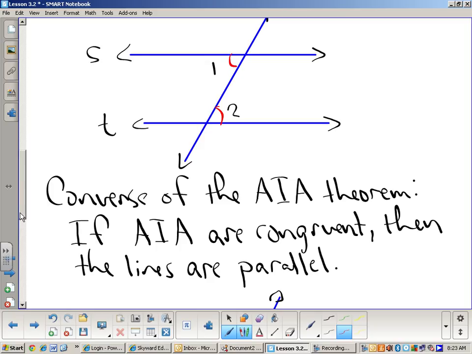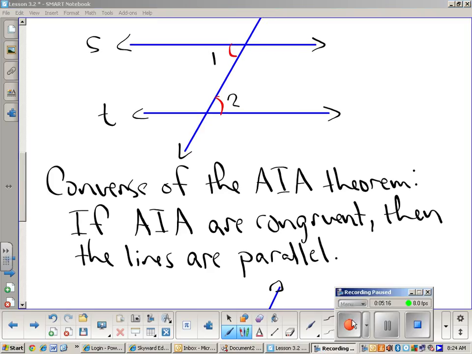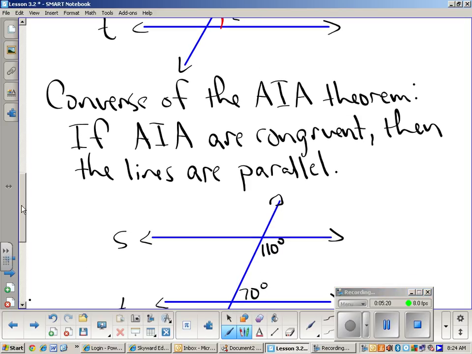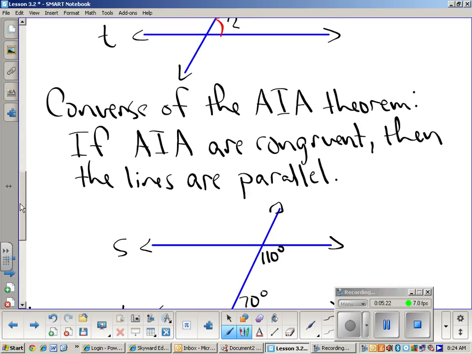Pause here for a moment and go ahead and copy that. Just to make sure you can read this, the converse of the alternate interior angles theorem says, if alternate interior angles, that's what AIA stands for, are congruent, then the lines are parallel. So again, it's the converse of the AIA theorem, which said if the lines are parallel, then the angles are equal.